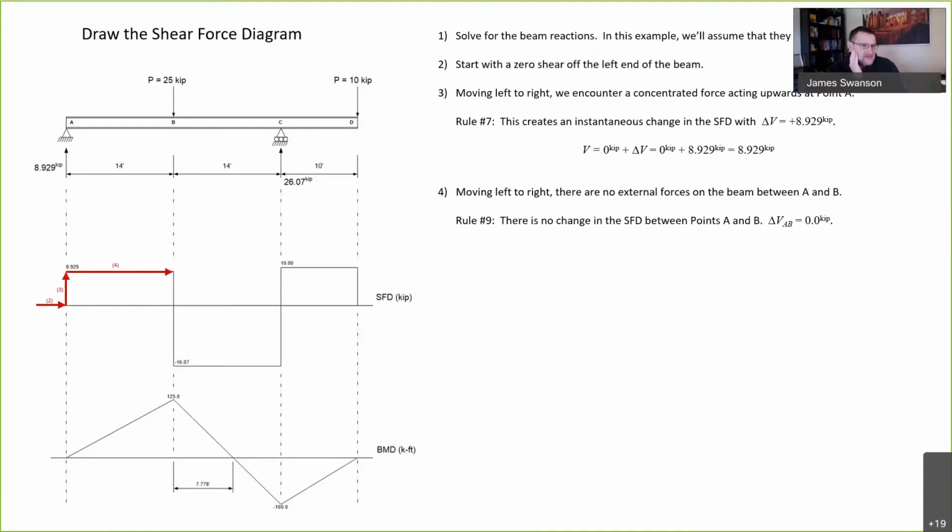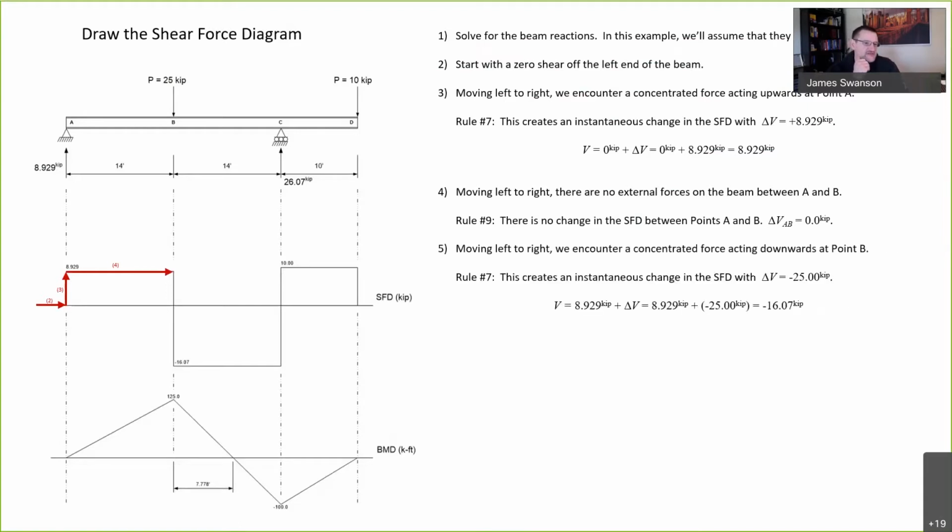At point B, we encounter a concentrated force. This creates an instantaneous change in the shear force diagram, with the change in shear equal to the magnitude of the load. The load points downwards, so the change in shear is equal to negative 25 kips. The shear to the left of point B was 8.9 kips. We have a change in shear equal to minus 25 kips, so the shear force to the right of point B is equal to minus 16.07 kips.